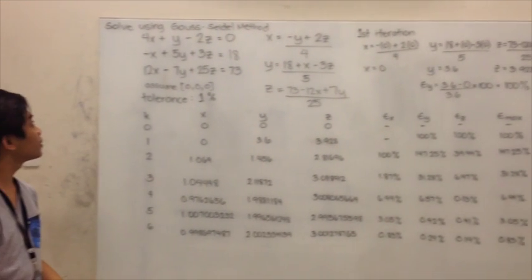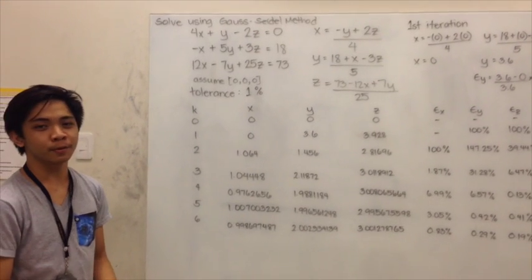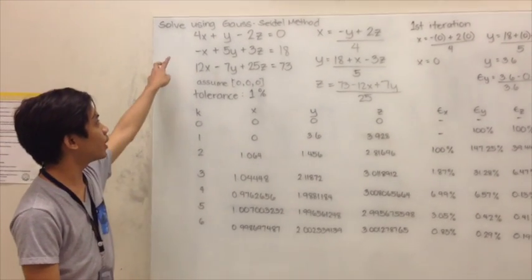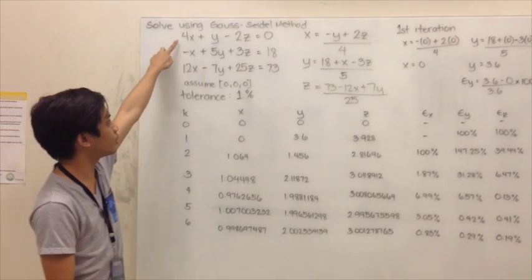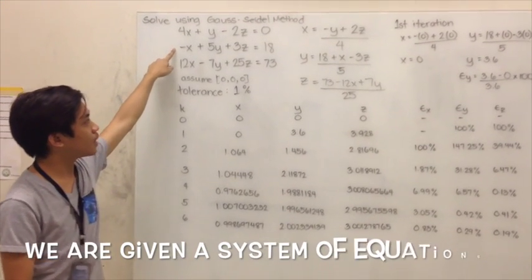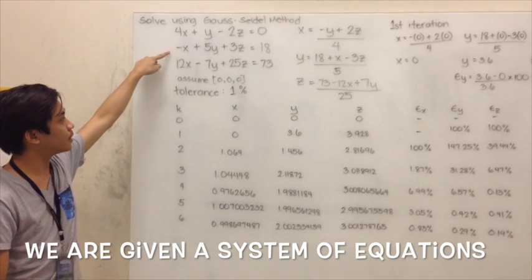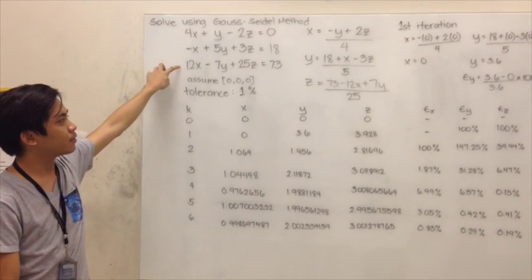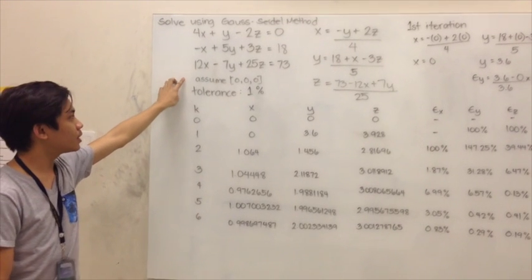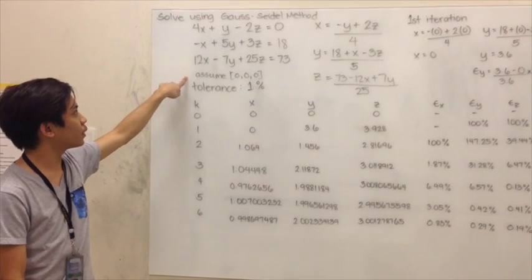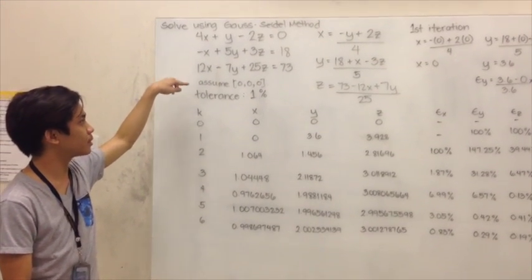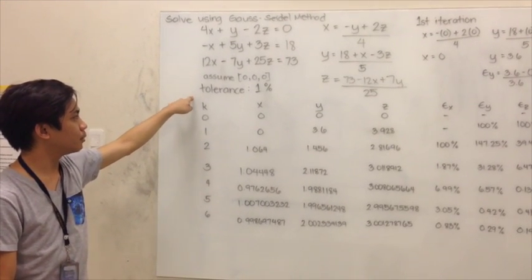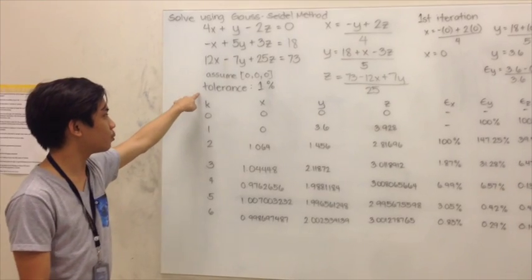So the problem is to solve the given linear system of equations using the Gauss-Seidel method. The three equations are 4x plus y minus 2z equals 0, negative x plus 5y plus 3z equals 18, and 12x minus 7y plus 25z equals 73. We're given the initial values 0, 0, 0 for x sub 0, y sub 0, and z sub 0. And we are told to keep iterating until we reach a tolerance of less than 1%.